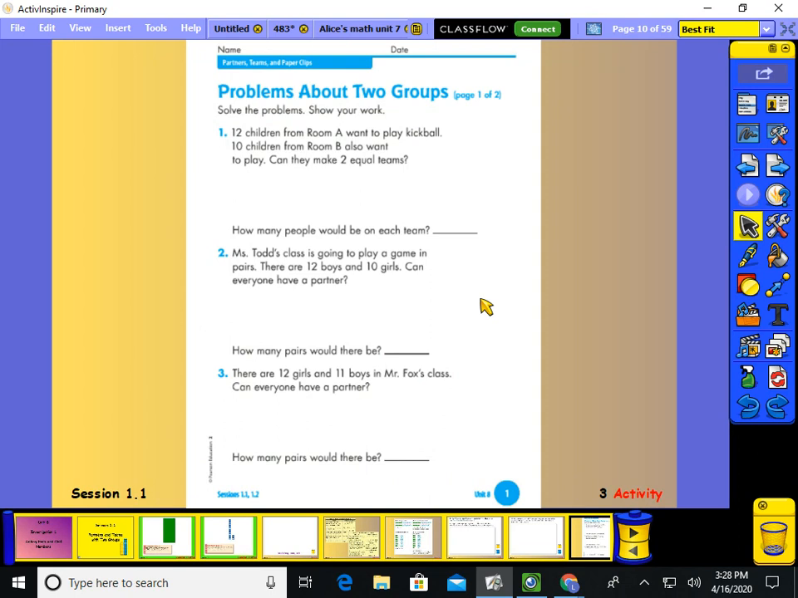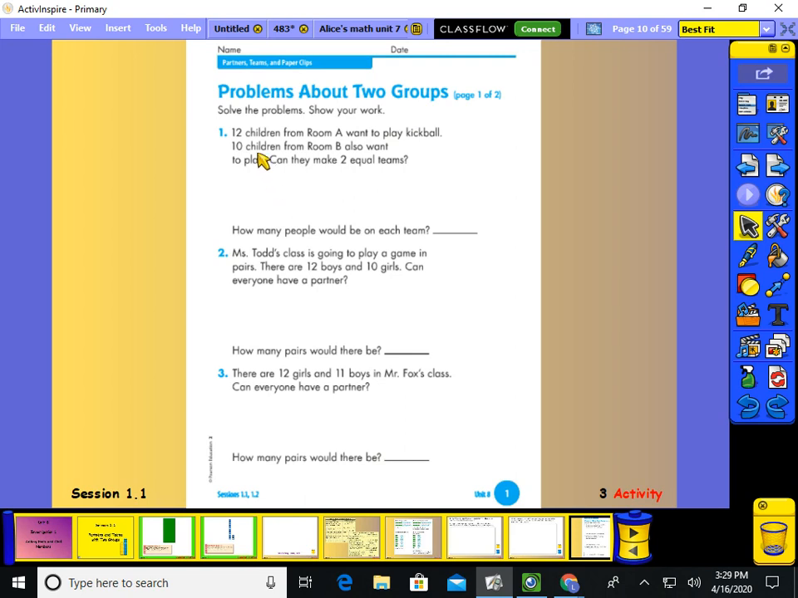So using that information, this page is not in your work. We're just going to look at it a minute. This story says 12 children from room A want to play kickball. 10 children from room B also want to play. Can they make two equal teams? So a child might automatically become concerned with, this is a big problem that I have to add. Some already know what it is equal to.